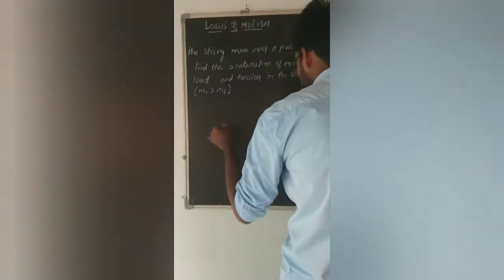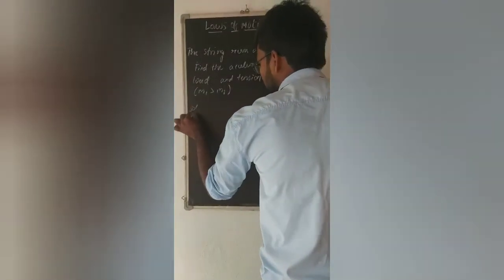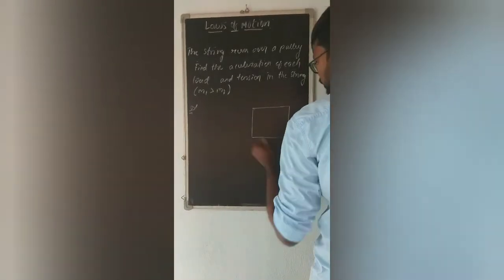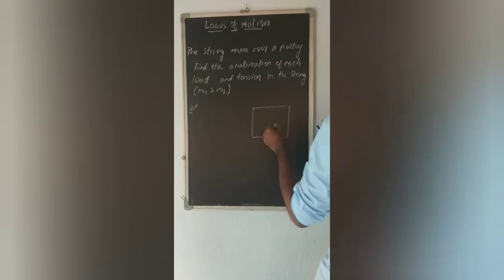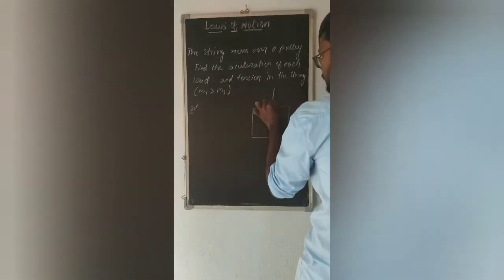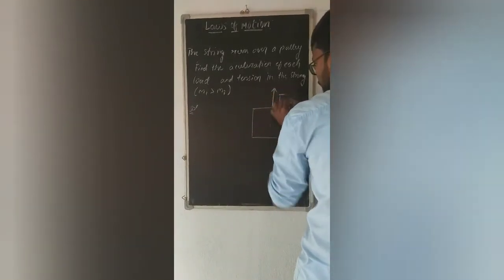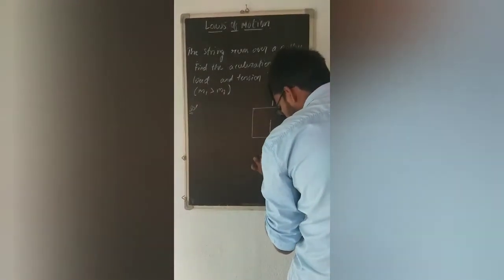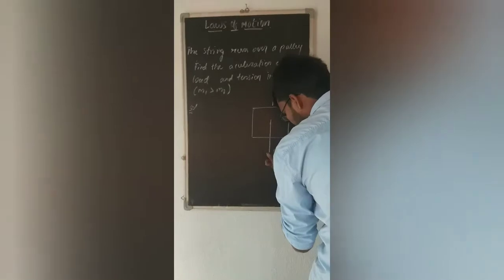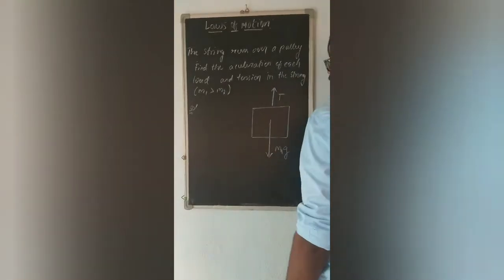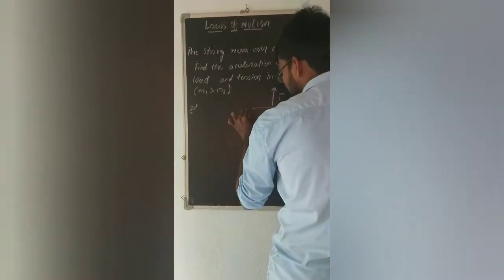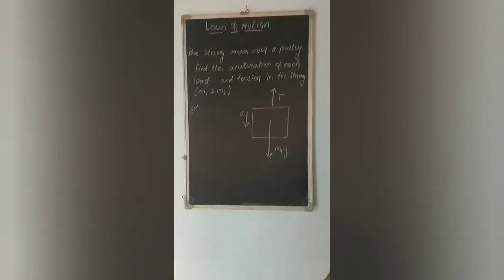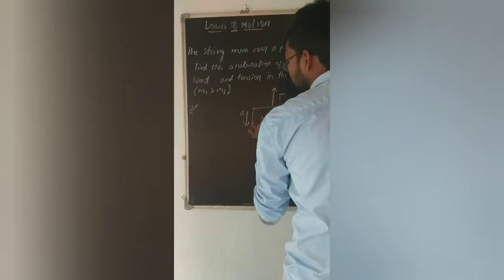Okay, so the solution will be like this. For M1, tension will act upwards, as well as M1G, which means mass into gravitational force. Acceleration will act downwards. This is for mass M1.